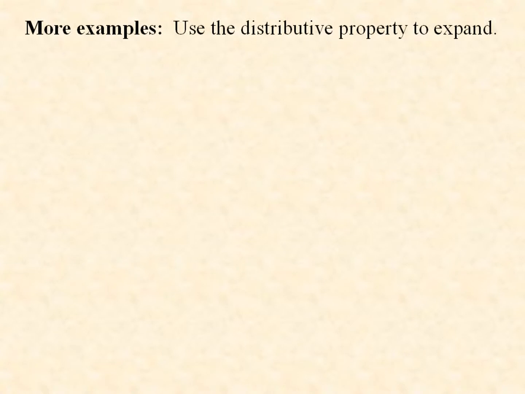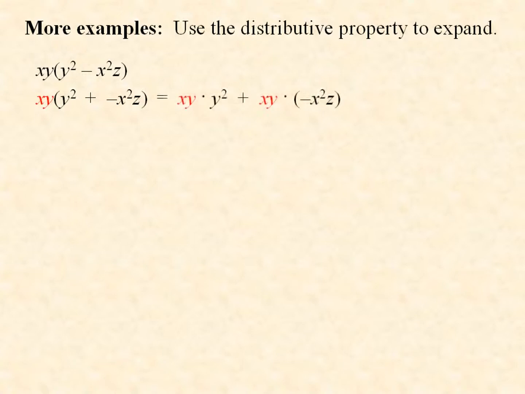Here are some more examples. Use the distributive property to expand xy times the quantity y squared minus x squared z. The xy will be distributed over the terms in the parentheses. Notice we wrote those terms as addition. That's xy times y squared plus xy times negative x squared z. Now we will put the variables in alphabetical order and simplify. We have xy cubed minus x cubed yz.